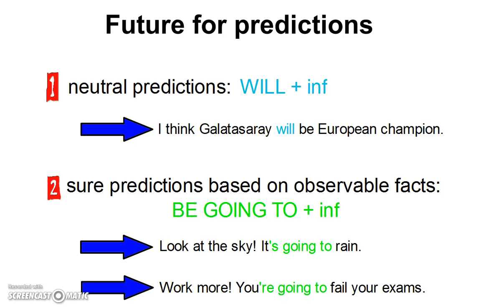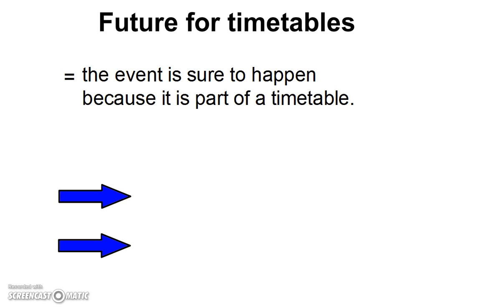Now let's see a few special cases when we use the future. When I talk about timetables, timetables are things on which you have no influence. So when you talk about something that is part of a timetable, we know that it is sure to happen, because nobody decides it, it's the timetable that decides. And in this case we use present simple with a future meaning.